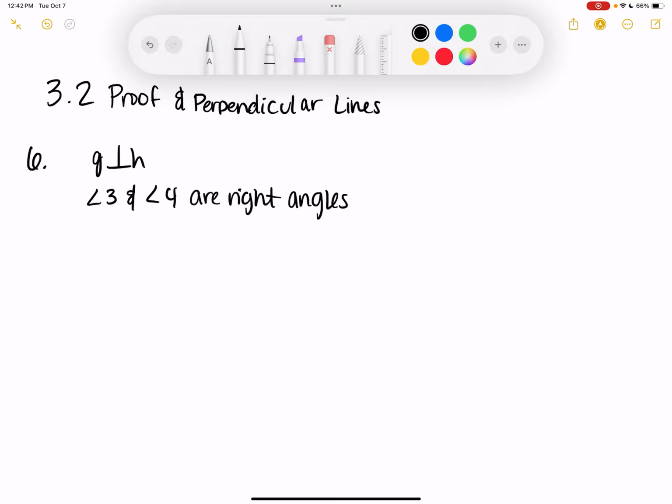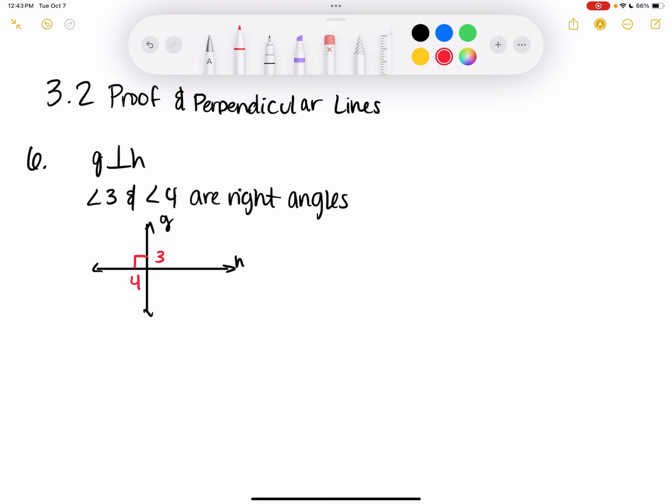And we have a picture here. 2 intersecting lines. H, this is G. They've shown you that that angle is a right angle. And then there is 3 and 4. And we're stating which theorem is justifying this statement.